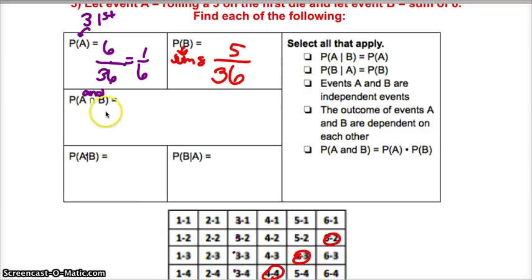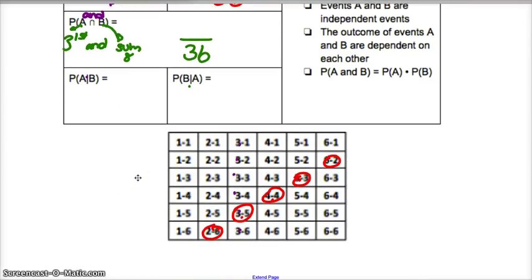The probability of A and B. This is saying the probability that you get a 3 on the first and it has a sum of 8. Because of this word "and," we're still looking at all 36. We're not limiting the sample space like we would with conditional probability. So how many have a 3 on the first and have a sum of 8? It's going to be this one right here. There's only one of them.